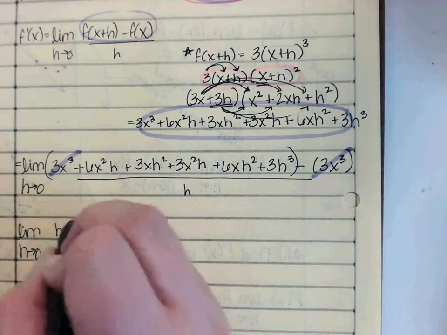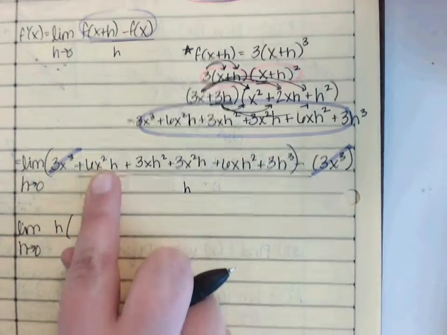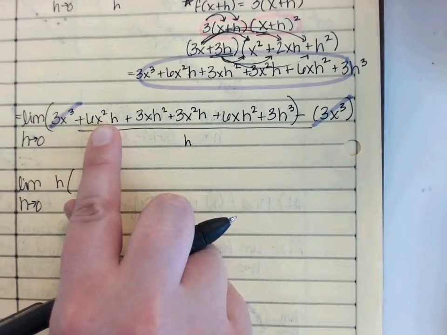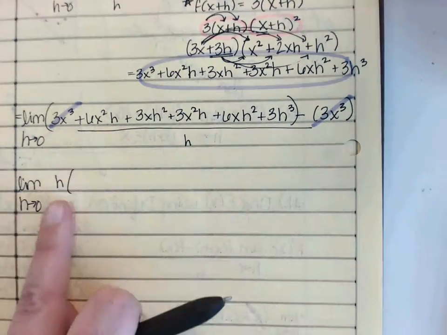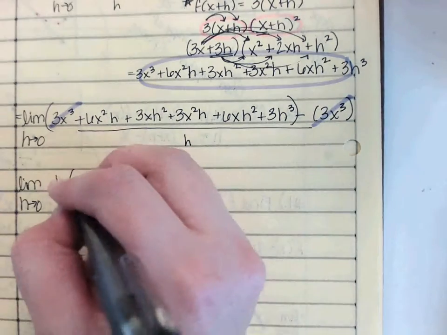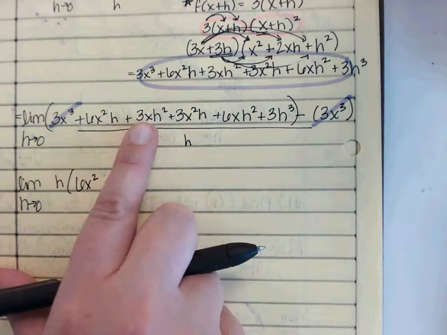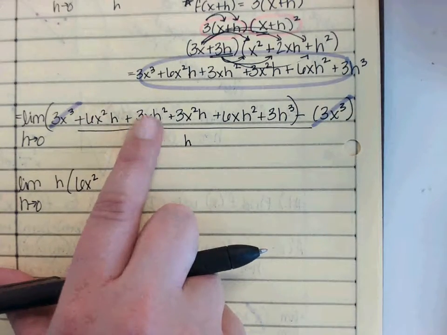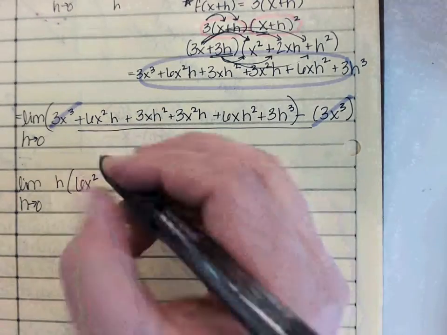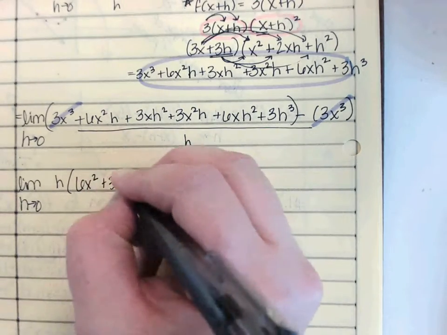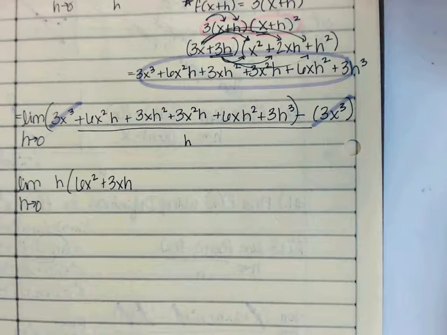My h is in the front. What is left over from this term? I had a 6x squared h. I took out an h though, so it'd still be an x squared, right? Okay, now look at your next guy. He's got to lose an h. How many is he going to have left? 1. A 3xh, because his h was squared. I pulled one h, I have to leave the other one.